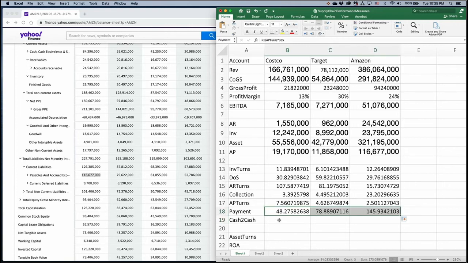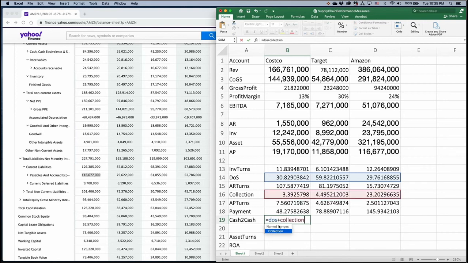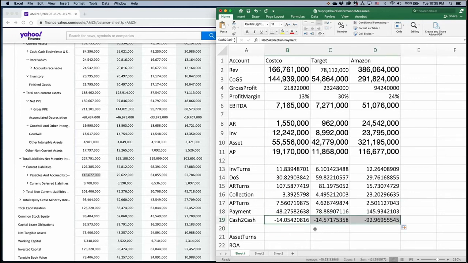So what is your cash to cash cycle? Cash to cash cycle is days of supply plus collection and minus payment. So then in Costco's case, they have negative numbers. So in the classroom we said a negative cash to cash cycle is very good. For this case, Costco negative 14 days, Target similar, Amazon 92 days.